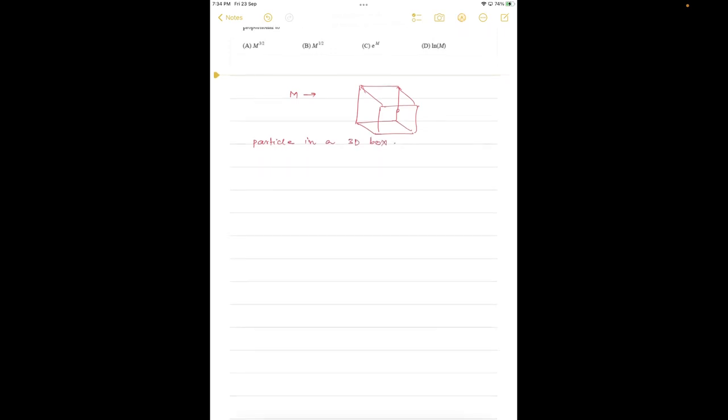Okay, so we know the energy eigenvalue corresponding to this problem. So epsilon will be equal to h squared divided by 8M times nx squared by Lx squared plus ny squared divided by Ly squared plus nz squared divided by Lz squared, right? Here nx, ny, nz are the quantum numbers along the x, y and z direction, and allowed values of nx, ny, nz will be just 1 to infinity. nx equal to 0 is not allowed, ny equal to 0 is not allowed, and Lx, Ly, Lz are the lengths of the box along the x, y and z direction.